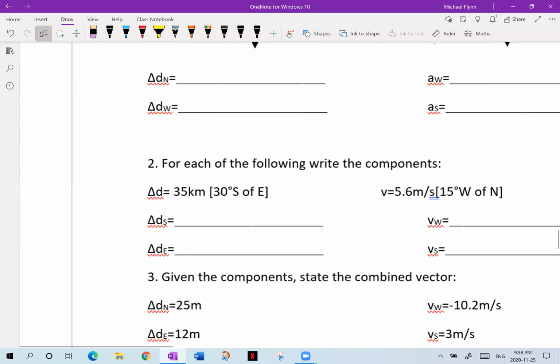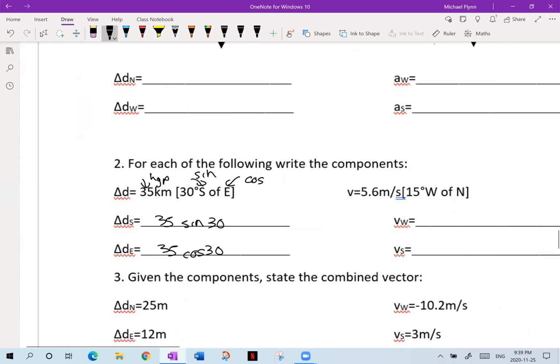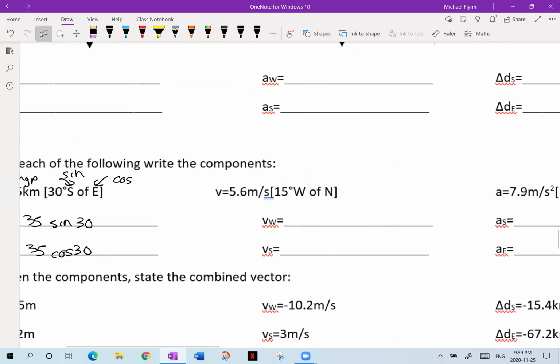All right, now in the second question, it says for each of the following, write the components. Just take note here that the first one after the angle always goes with sine, and that one always goes with cos. So the south component of this vector would be 35, which is the hypotenuse, times the sine of 30. And the east component is going to be 35 times the cos of 30. That's how big the east component is.